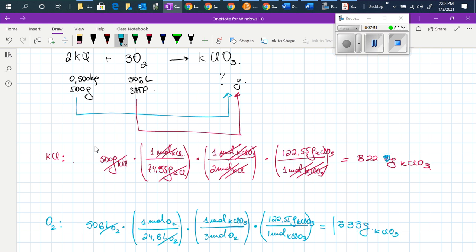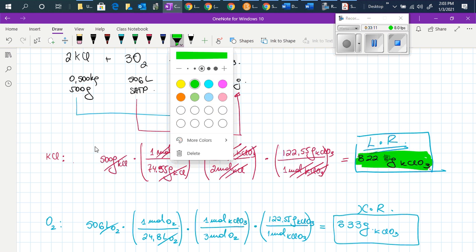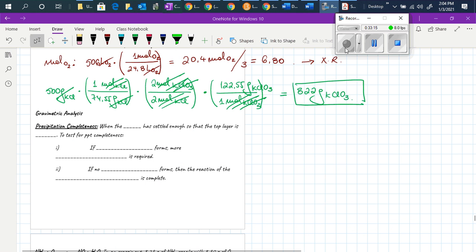So as you see here, this is more. So this is the excess reactant, making this the limiting reactant, and the true amount of production is this one here. I hope that this makes sense.